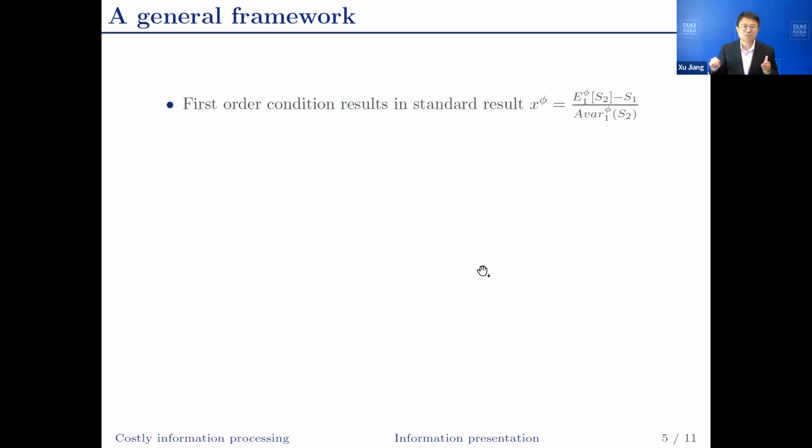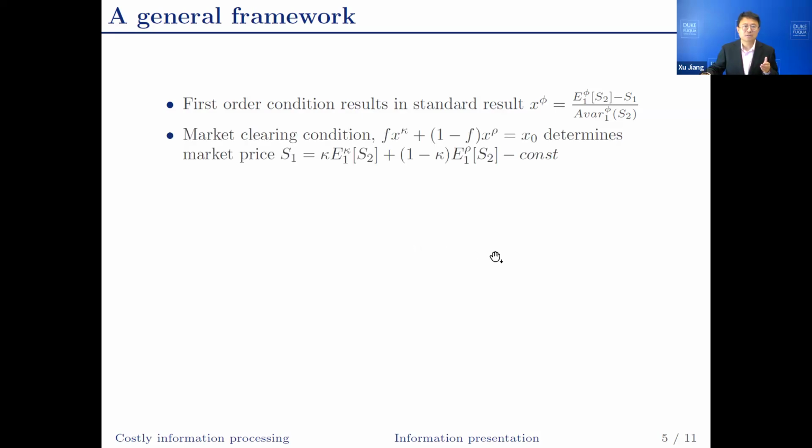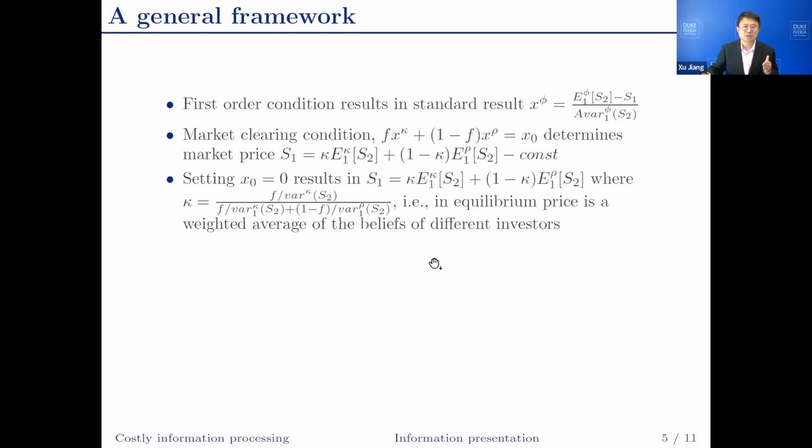The first order condition results in the standard result. The demand would equal the expectation of the terminal value of the stock based on their information minus the stock price at date 1, divided by the risk aversion coefficient times the conditional variance of the terminal dividend. The market clearing condition is going to generate the market price.